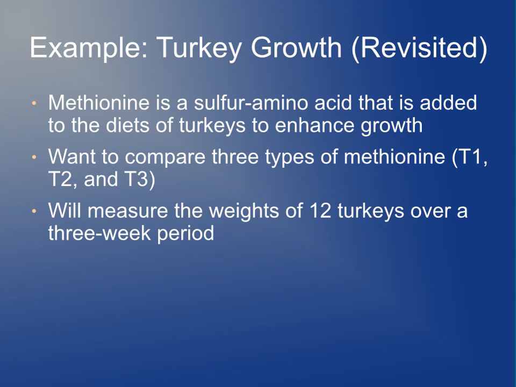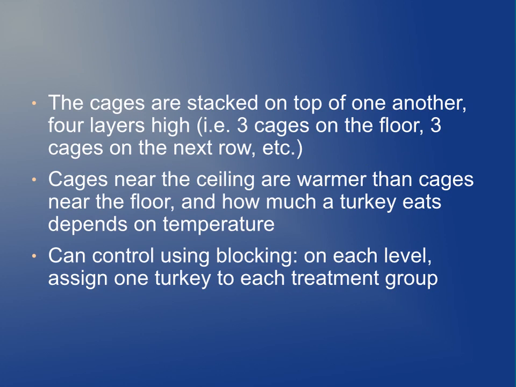So now let's remember the turkey growth example, to show how you could do this type of randomization in R. If you recall this example from last week, methionines were added to turkeys to enhance their growth. We want to compare 3 different types of methionine that we call T1, T2, and T3, and we'll measure the weights of the 12 turkeys over a 3-week period. So we stack the cages on top of one another 4 layers high. There's 3 cages on the floor, 3 cages on the second row, 3 cages on the third row, etc.